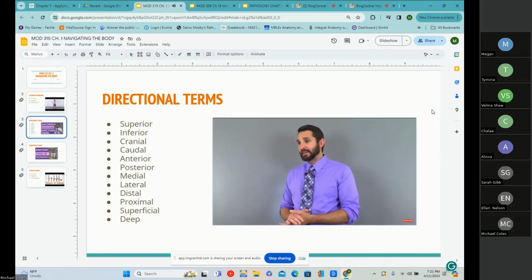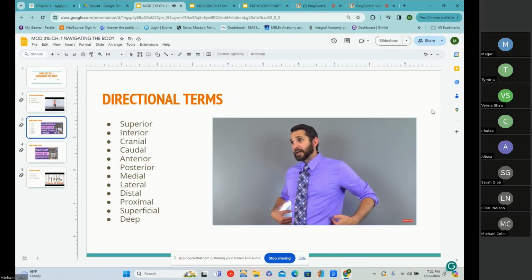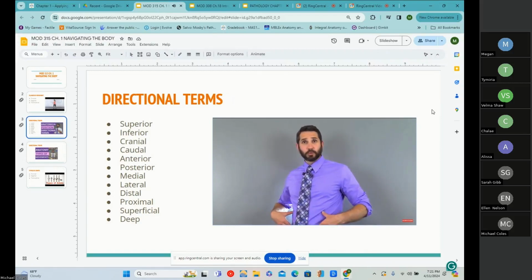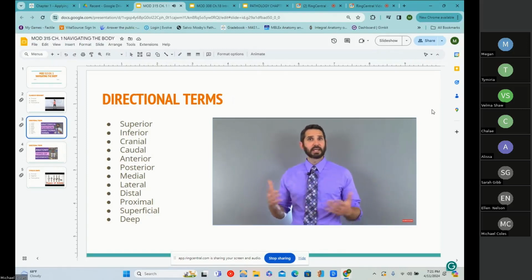Or you could say that the abdominal muscles are anterior to your intestines. Or you could say that the spine is posterior to your abdominal muscles. Or that your heart is posterior to your pectoral or chest muscles, and so on.